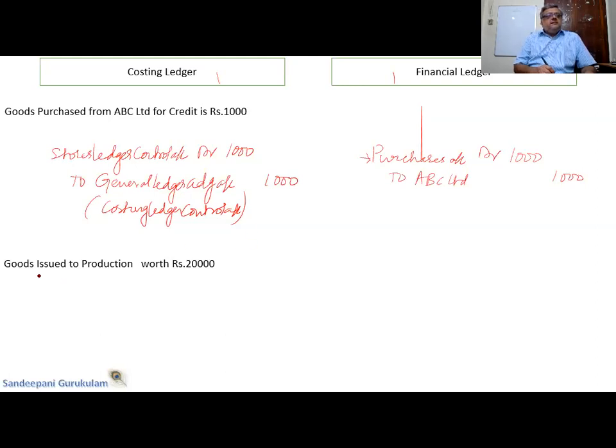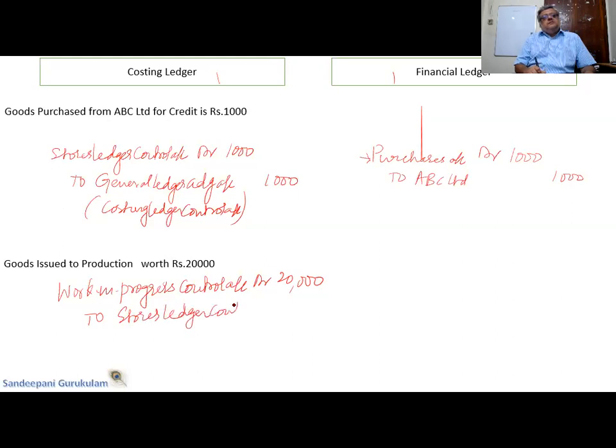Now take the next one: goods issued to production worth 20,000 rupees. The production, you call it work in progress control account debit 20,000 to stores ledger control account. Because here you will find that both components of the double entry are available.